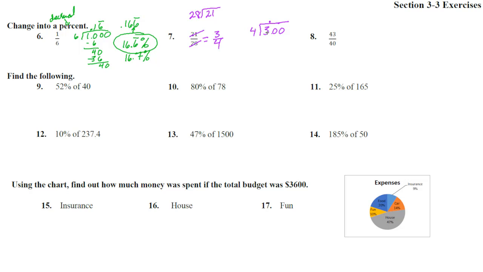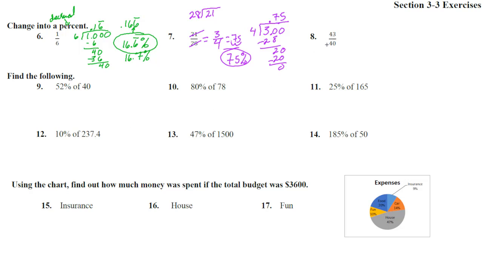4 goes into 3. No. 4 goes into 30. 7 times. 7 times 4 is a 28. Subtract, you get to 2 and a 0. 4 goes into 20 5 times exactly. Yeah, so that's 0.75. So this is going to equal 0.75, and we move it 1, 2 places, gives us the 75%. Excellent.